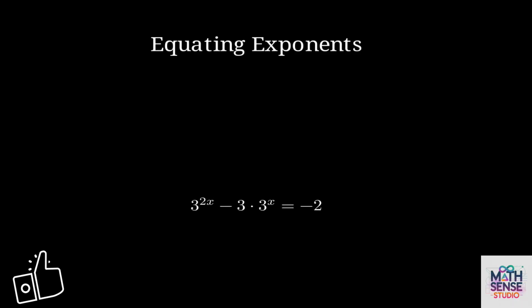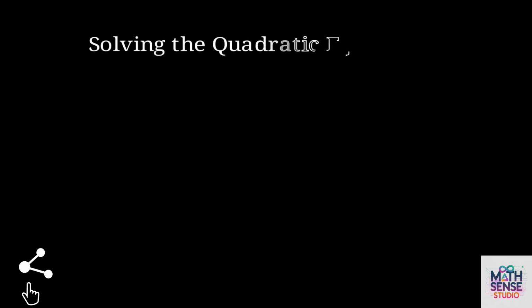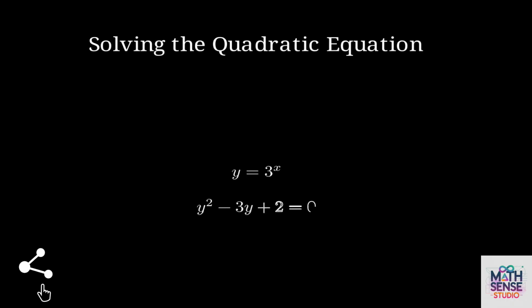So this can be treated as a quadratic equation if we take 3 to the power x as a variable. So let's solve the quadratic equation. Like I said, y will be equal to 3 to the power x. So y square minus 3y plus 2 equals 0. So here we get y equals 1 and 2.